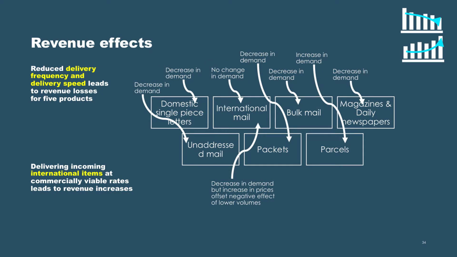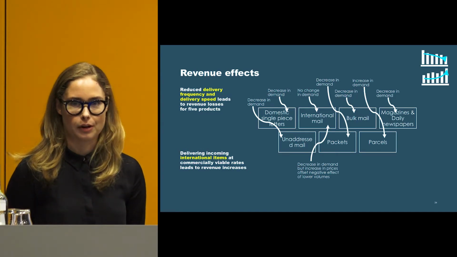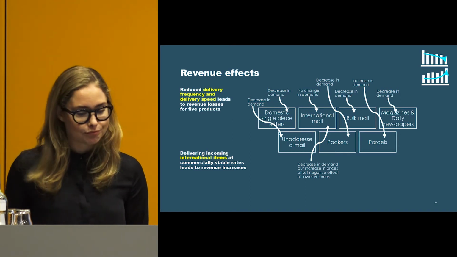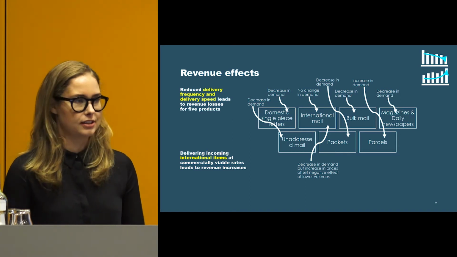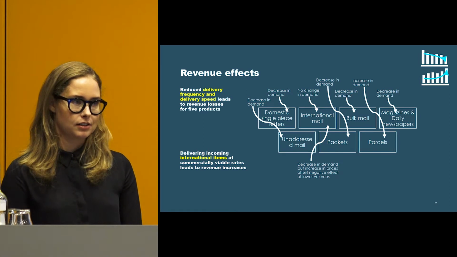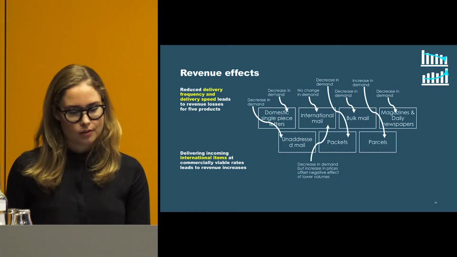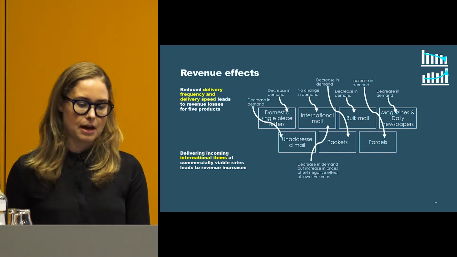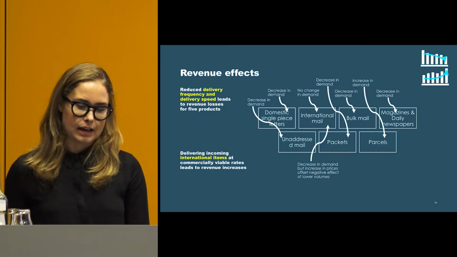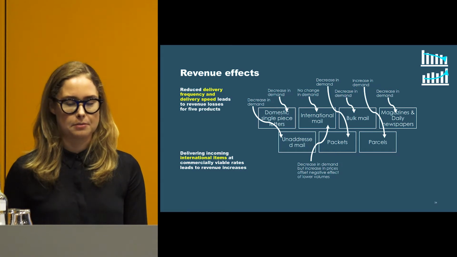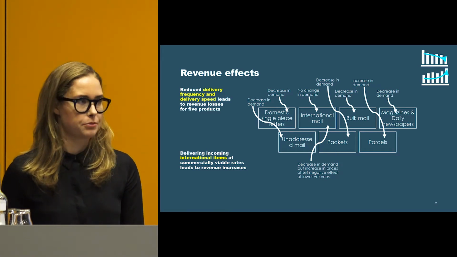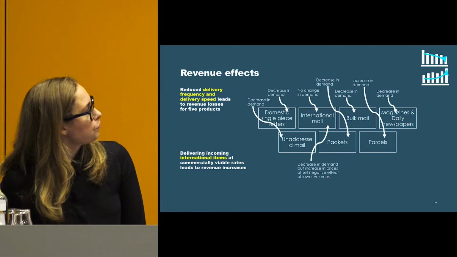Looking at the revenue effects from the reduced delivery frequency and delivery speed, we do see some revenue losses for up to 5 products. These revenue losses stem from a decrease in demand. So when the service is reduced, the demand is reduced. We don't see any change in demand for international mail, and we actually see a small increase in demand for parcels when people uptrade from packets.